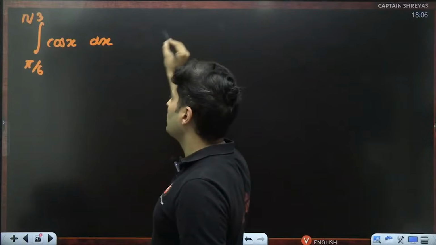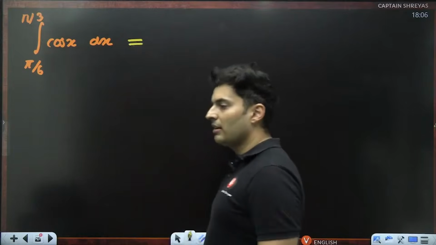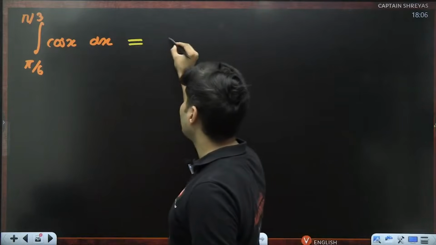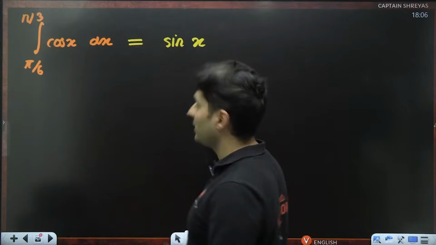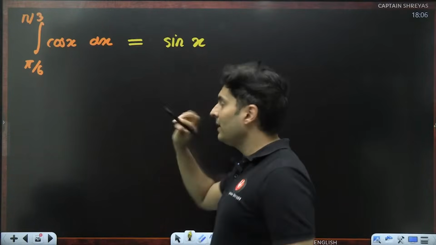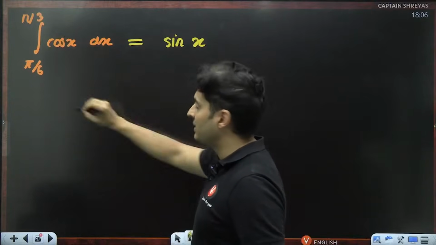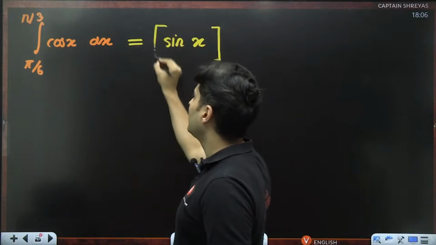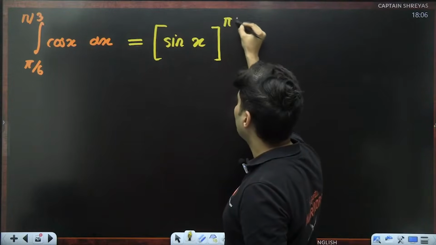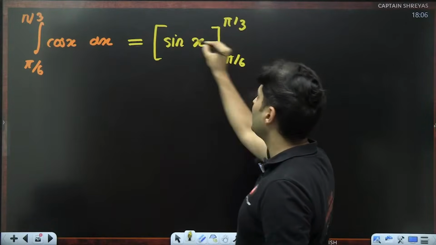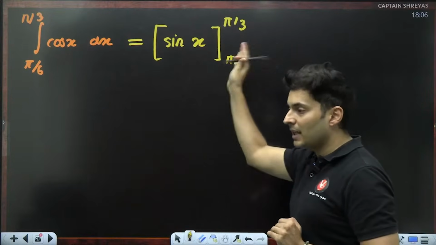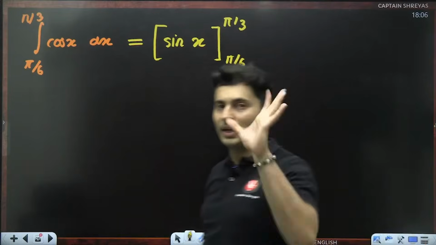Normally, what would be the integration of cos x? Cos's derivative has a negative sign, so cos's integration has a plus sign. Hence the answer would be sine of x. You will not put plus c now. I have not yet substituted the limits, so this is a temporary step, an intermediate step, which is shown by brackets.